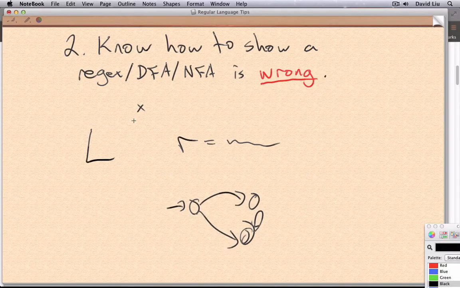If you have some string X that is in L, but not accepted by your NFA or DFA, or if you have some word X that's accepted by your NFA or DFA, but not in the language, then that means that your finite automaton is wrong. And the point that's really, really useful here is because you only need to find the one string X, usually it's pretty easy to show that an incorrect answer is actually incorrect.